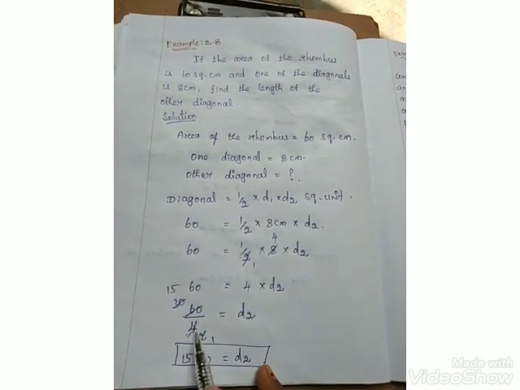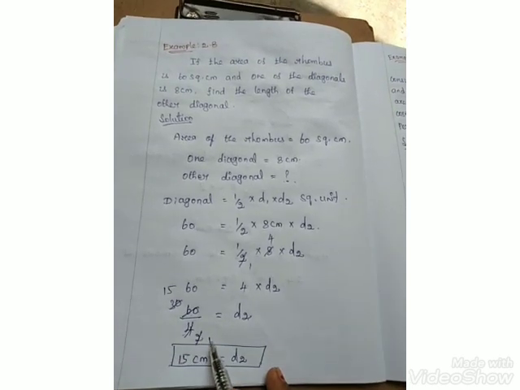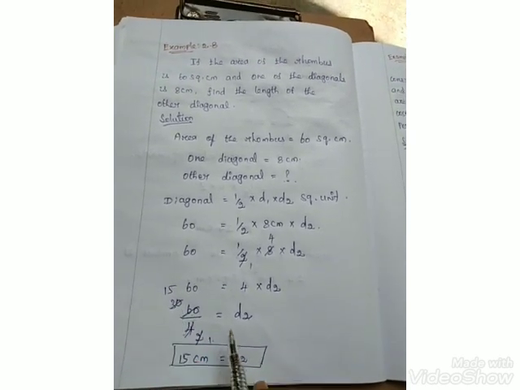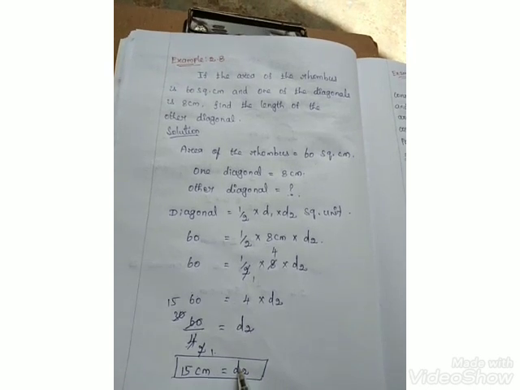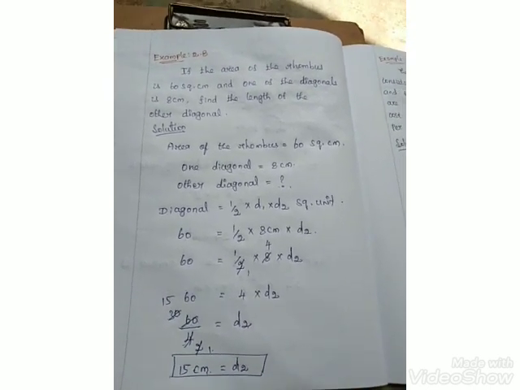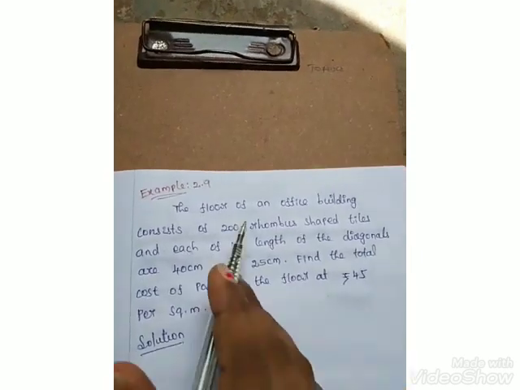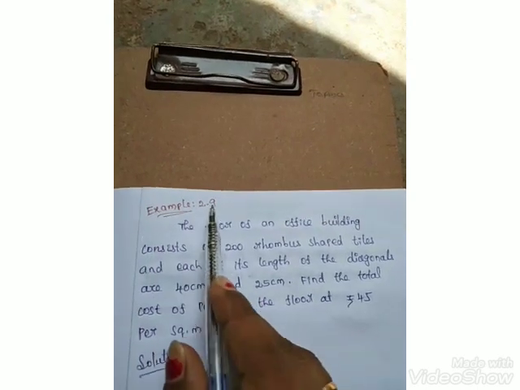Cancel the 2 table. 2 2s are 4, 3 2s are 6, this 0. Again cancel 2 table. 1 2s are 2, 15 2s are 30. So diagonal d2 is 15 centimeter. So length of the other diagonal is 15 centimeter. Do you understand? Okay, see, next is example 2.9.